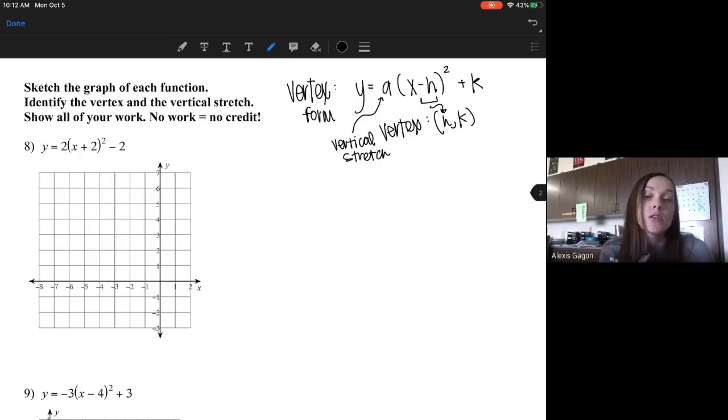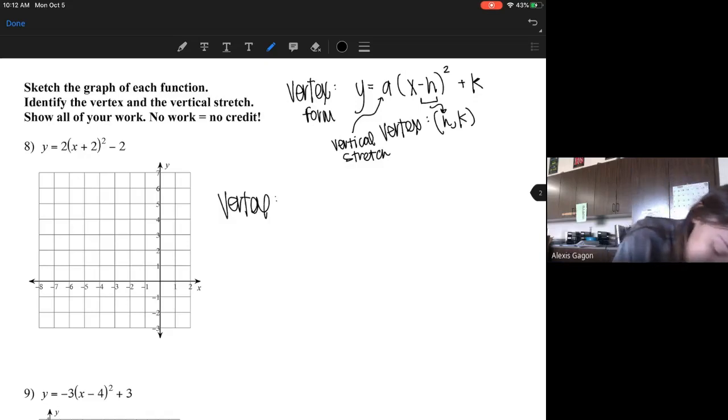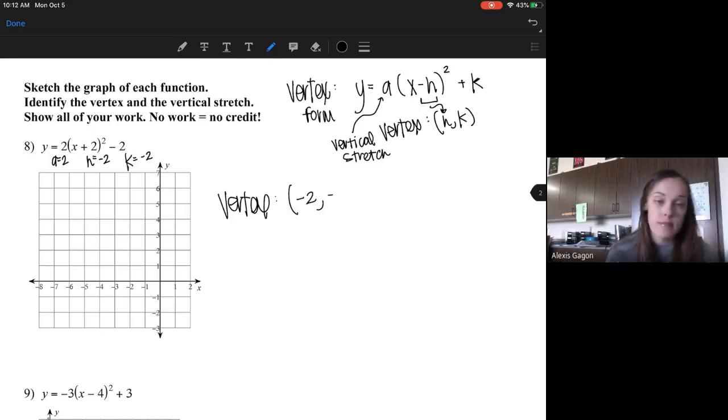Okay, so here what we're going to do is first we're going to identify what the vertex is. In this case, my a is 2, h is the opposite of that, so -2, and k is also -2. So our vertex is going to be -2, comma -2. Right, so -2, down 2, there's our vertex right there.